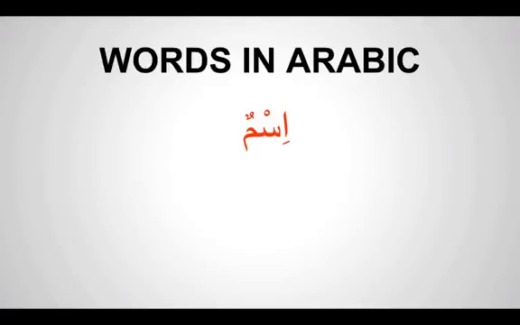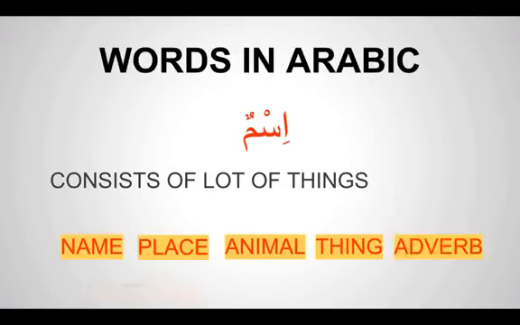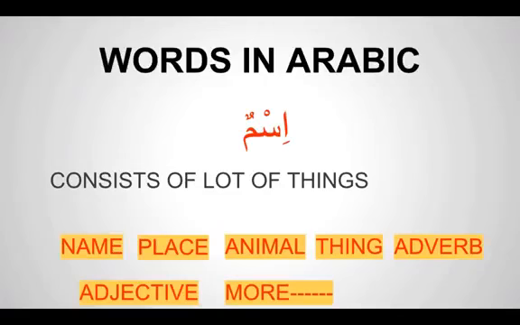So ism, it has a meaning on its own. Unlike harf, which does not make any sense by itself, ism makes sense on its own, and it does not have any tense attached to it. It consists of a lot of things in Arabic. For example, we have name, place, animal, things, adverbs, adjectives, and more.